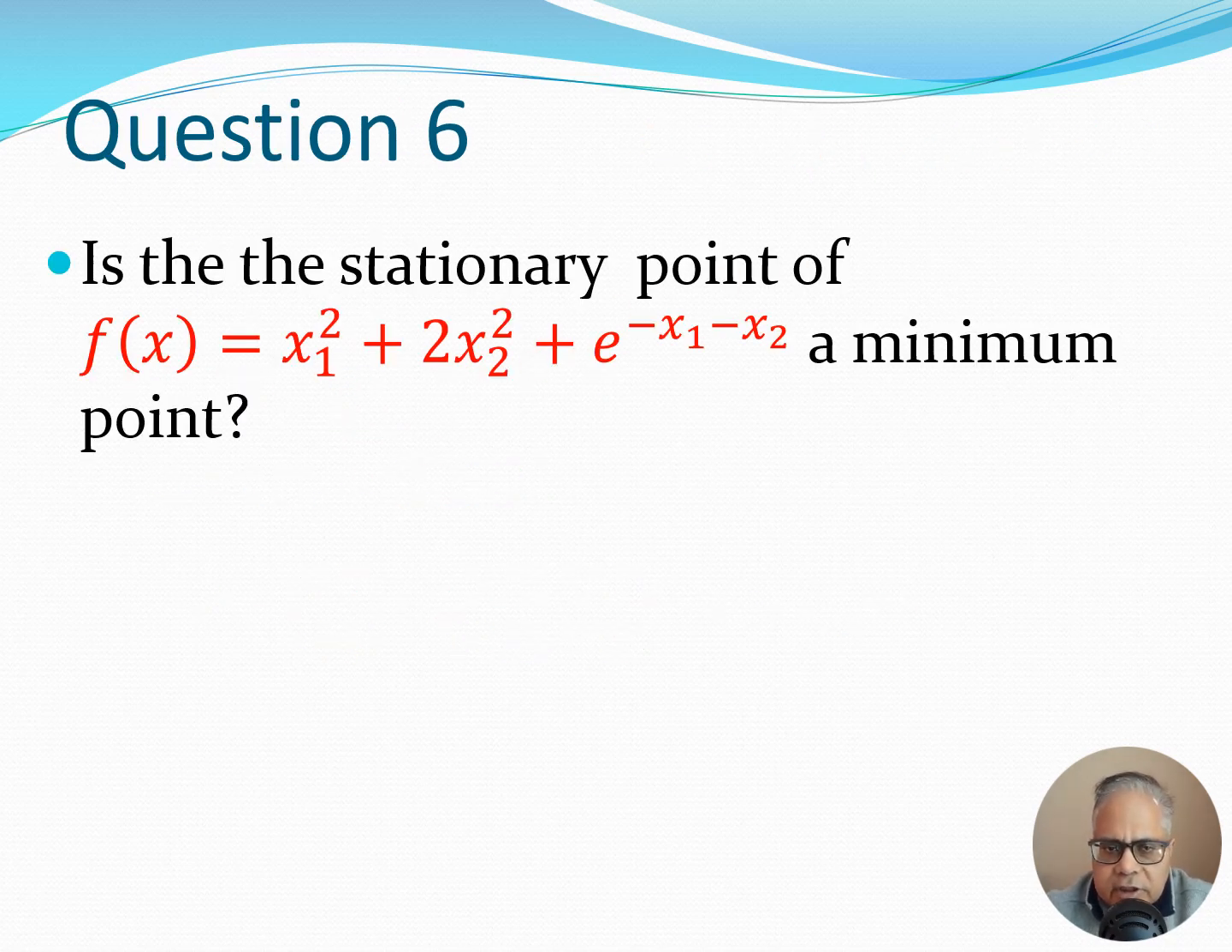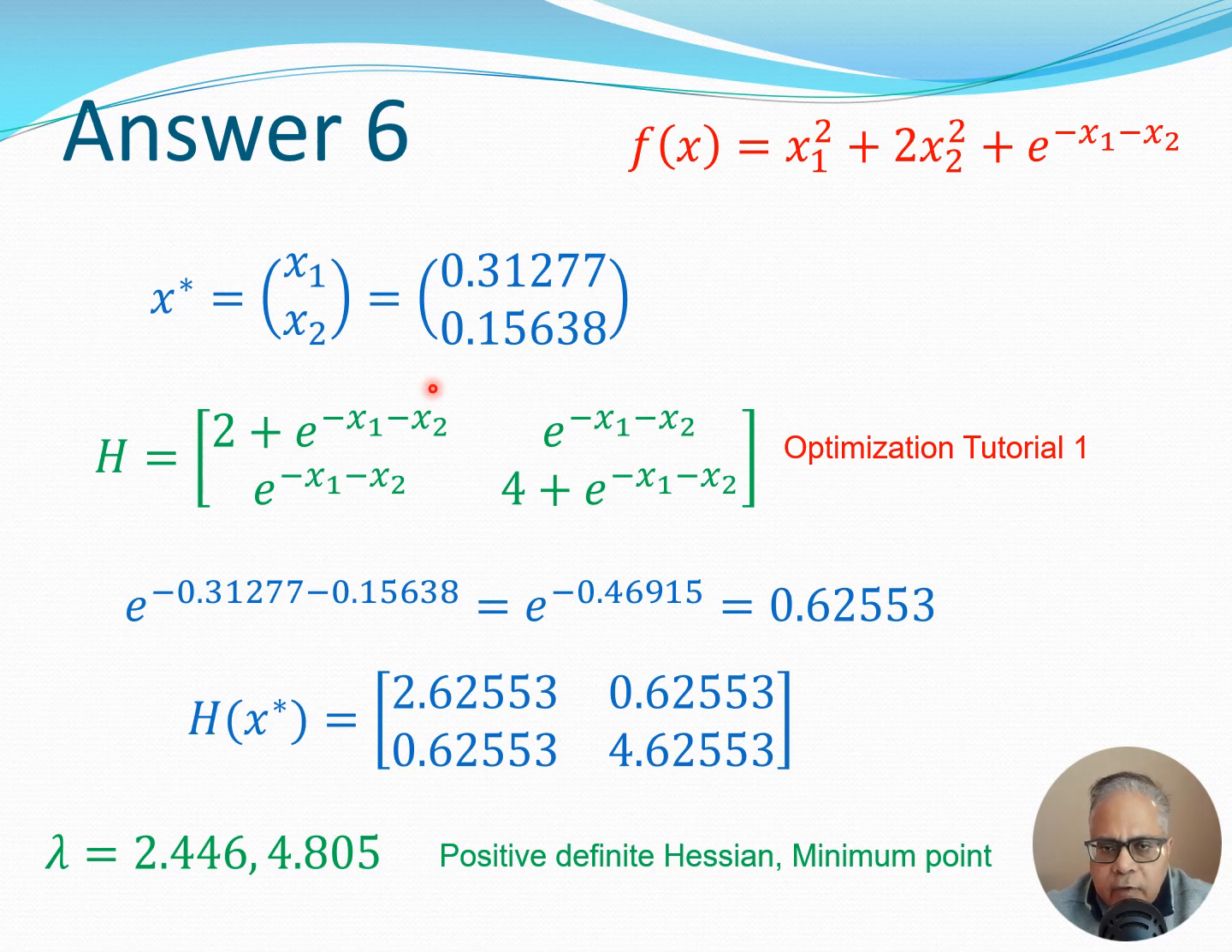Now the next question is, this stationary point which we obtained in the previous question, is it a minimum point? So let's try to show that. So what I do now is I take this function, I know its stationary point, and I calculate the H matrix. Now the calculation of this is given in optimization tutorial 1. You can check it out. You simply have to take the second derivatives and you will get this. Now once I have this, let me put this value of x star in this H matrix here.